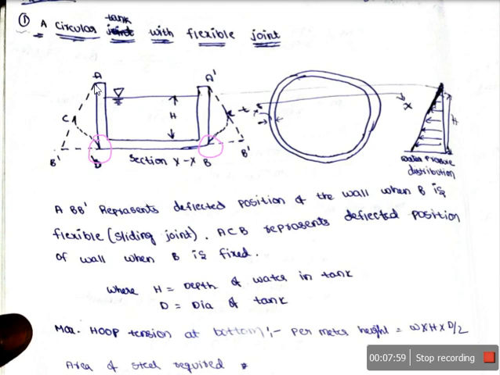So if you have a flexible joint, then the deflected shape itself is A B dash B. This is flexible, so the B will move to B dash. So A B dash B is the deflected shape when you have a flexible joint. But if the B joint itself is fixed, then the deflected shape of the wall will be ACB. The movement is resisted here.